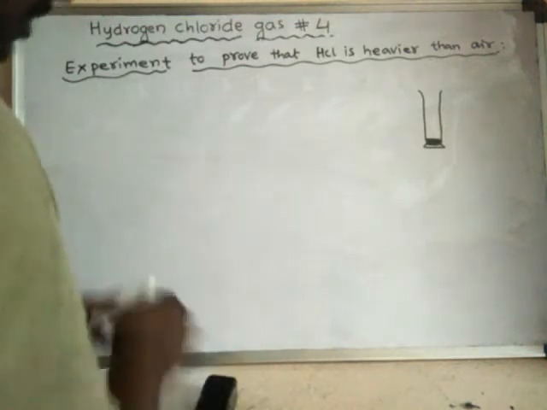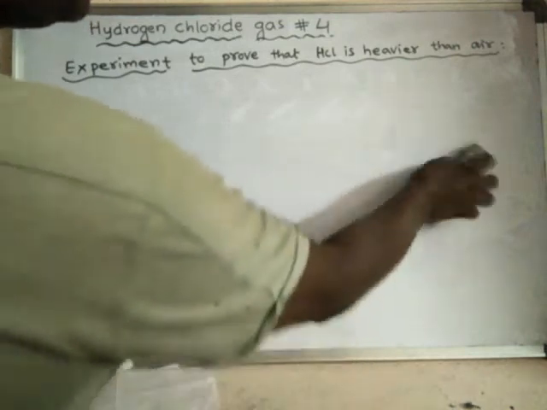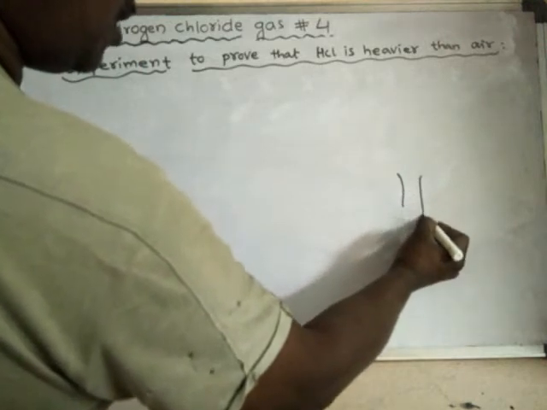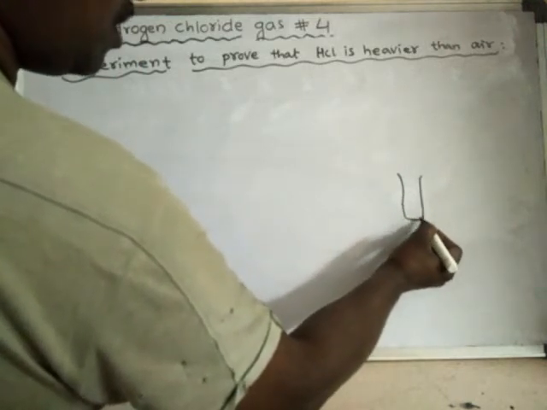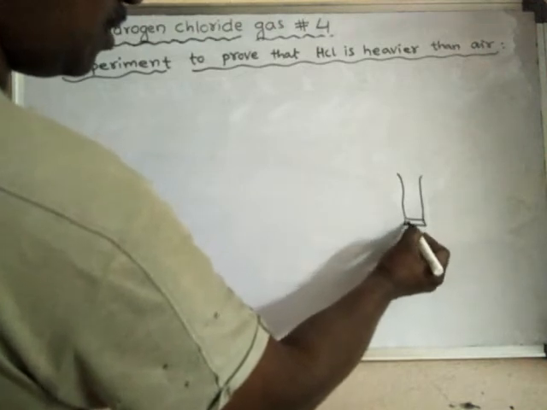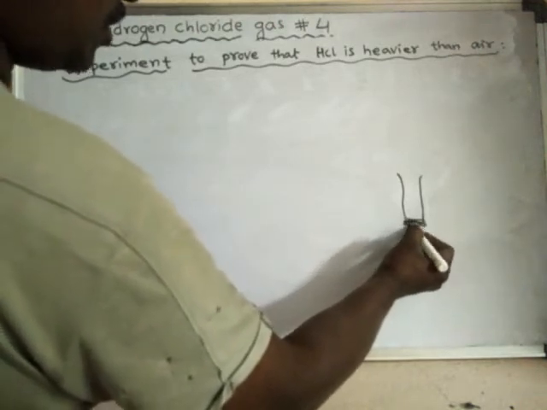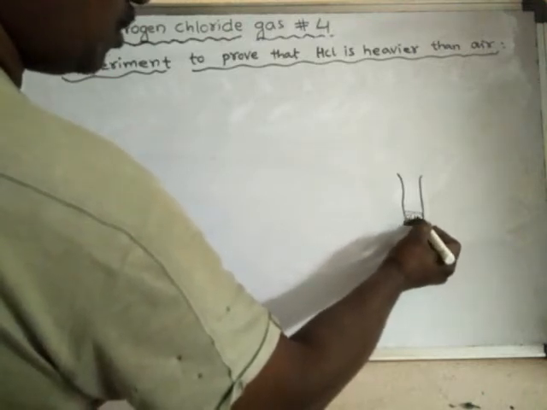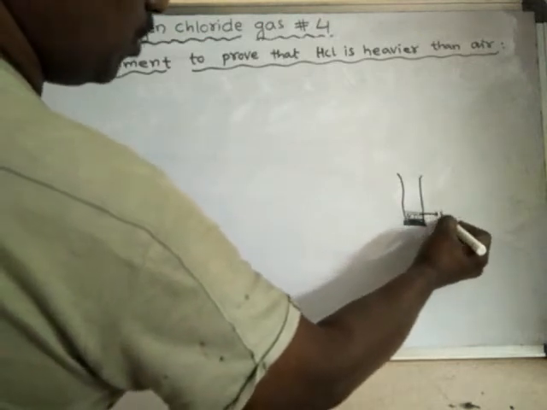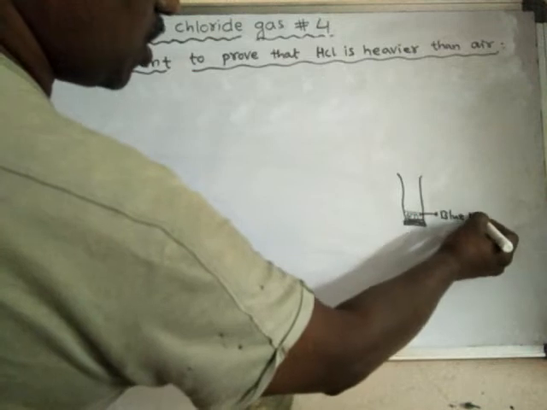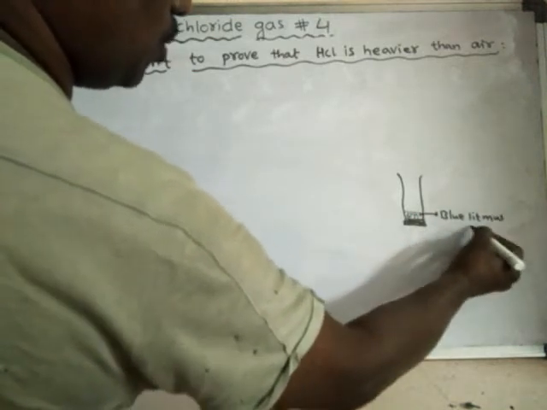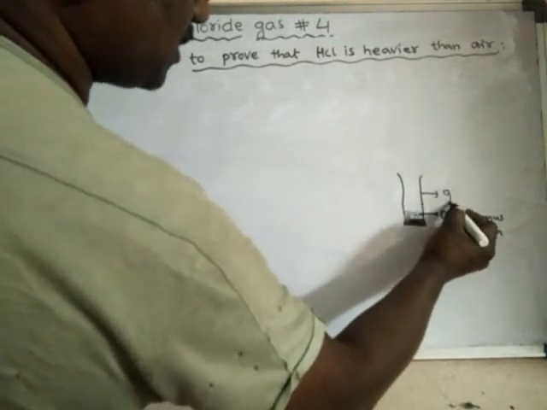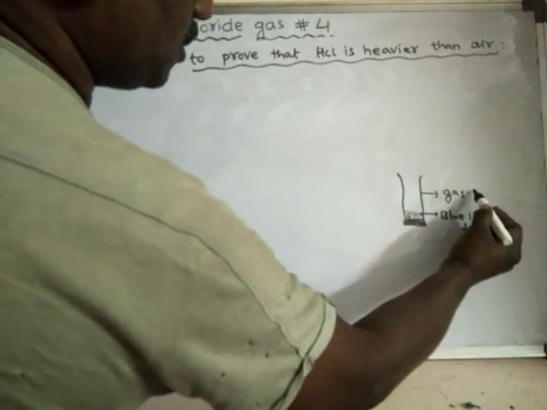Okay, I'll draw this one again. Take a gas jar. This is the gas jar. Introduce blue litmus solution into this gas jar. What is this one? Blue litmus solution. What is this one? Gas collecting jar, or else simply we may call it a gas jar.